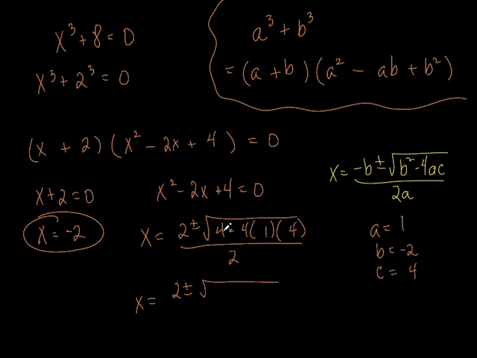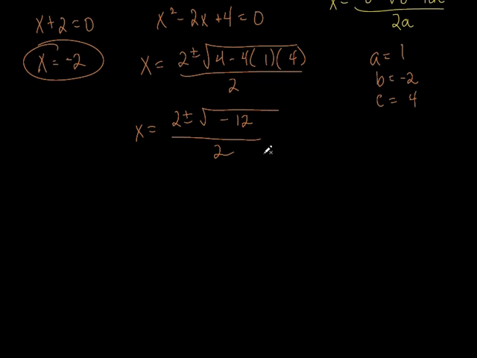4 times 4 is 16. 4 minus 16 is -12 over 2. Right? Looks familiar, right? Looks very close to what we did earlier. So it's 2 plus or minus square root of 12 what? I. And that's over 2.